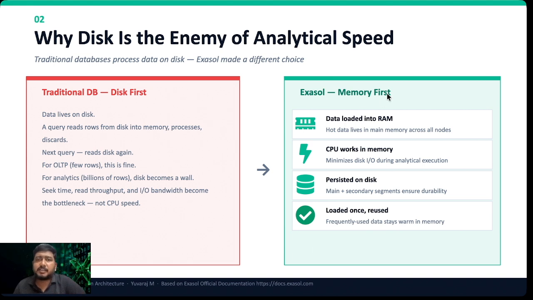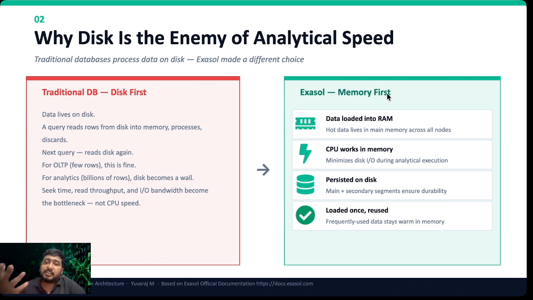So, why is disk the enemy of analytical speed? Traditional databases were designed for a different class of workloads. As we discussed in the first episode, there are two different workloads. One is OLTP, transactional based, and another one is analytical based, OLAP. For transactional systems, reading and writing relatively small amounts of data from disk is perfectly acceptable. But analytics is different. A single query may need to scan millions or even billions of records. When every query repeatedly reads data from disk, the storage throughput and disk latency quickly become the limiting factor. I hope you all agree with that.